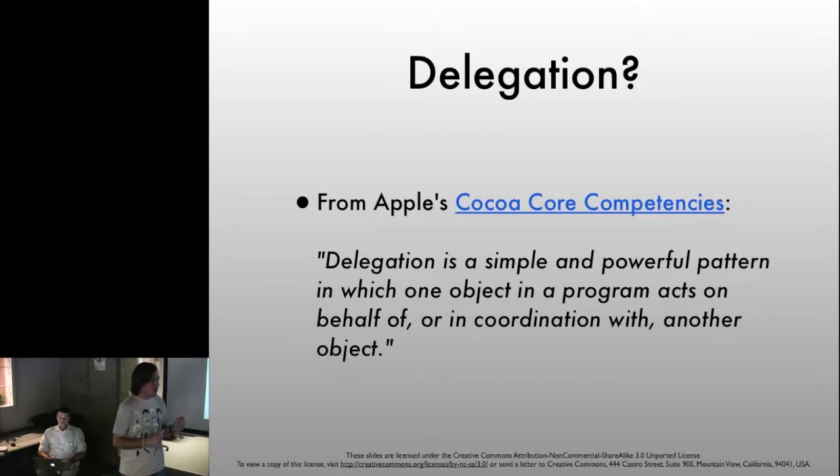But just like with people, delegating a task onto another person, delegation is a pattern in which one object acts on behalf of another object, or in coordination with another object. And so an object that defines a delegate will ask some other object to perform some behavior that it wants, rather than implementing it itself.